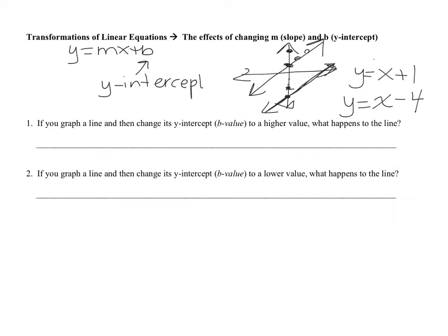So when you're moving your y-intercept around, what you're doing is you're shifting the line either up or down, because it's the y-intercept, right? So the higher the y-intercept, the higher up you're shifting it. So in this one, you would say that the line is shifted up, or goes up. And then if it's going to a lower value, the line is shifted down. So think about that.